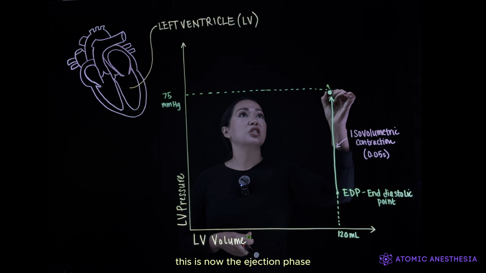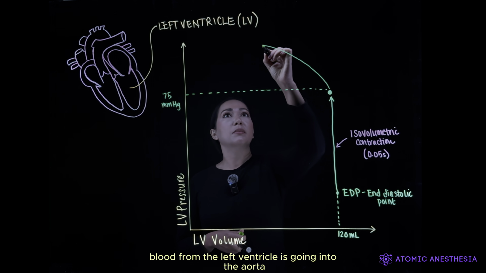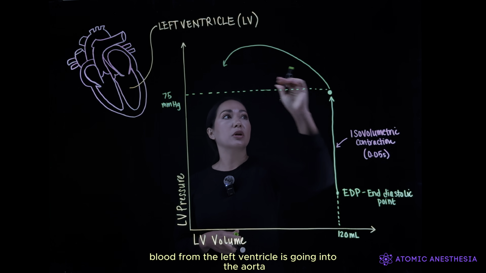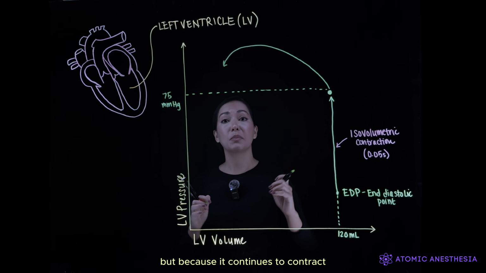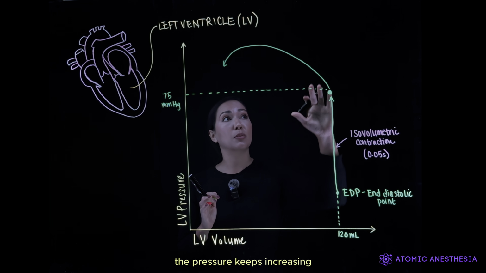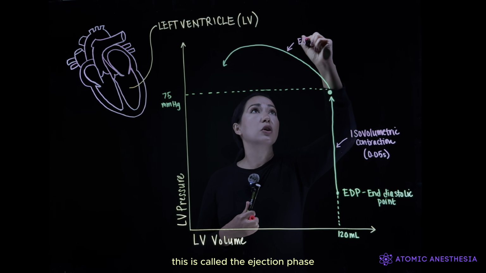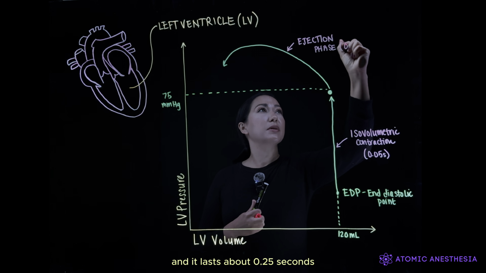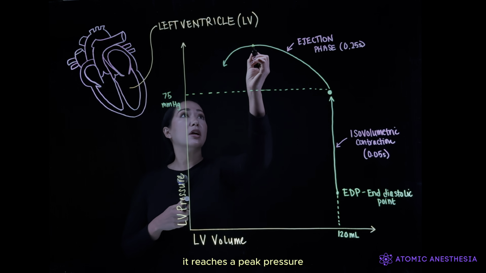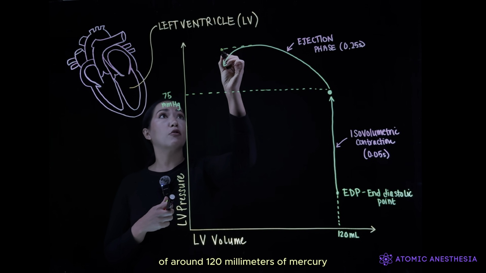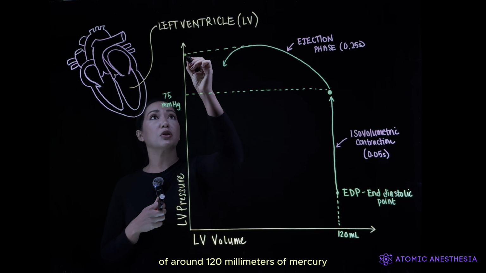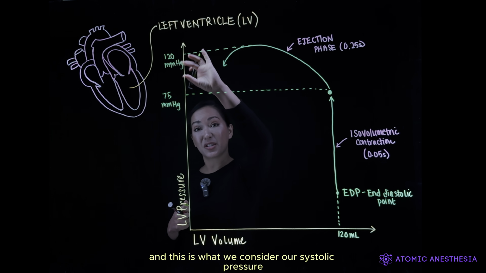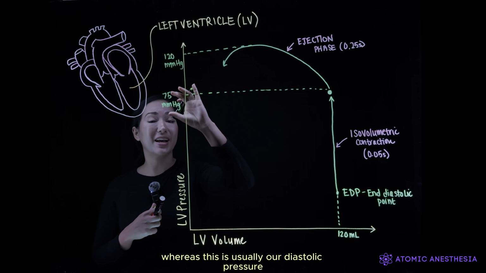This is now the ejection phase. Blood from the left ventricle is going into the aorta, so it's decreasing in volume, but because it continues to contract, the pressure keeps increasing. This is called the ejection phase, and it lasts about 0.25 seconds. It reaches a peak pressure of around 120 millimeters of mercury. And this is what we consider our systolic pressure, whereas this is usually our diastolic pressure.